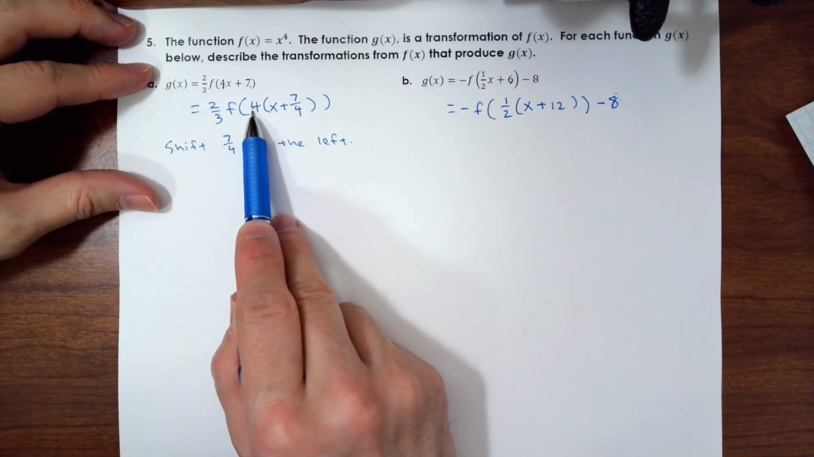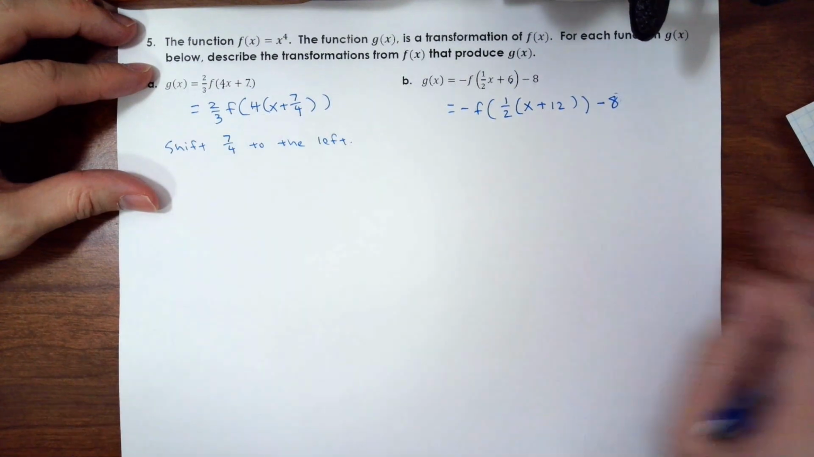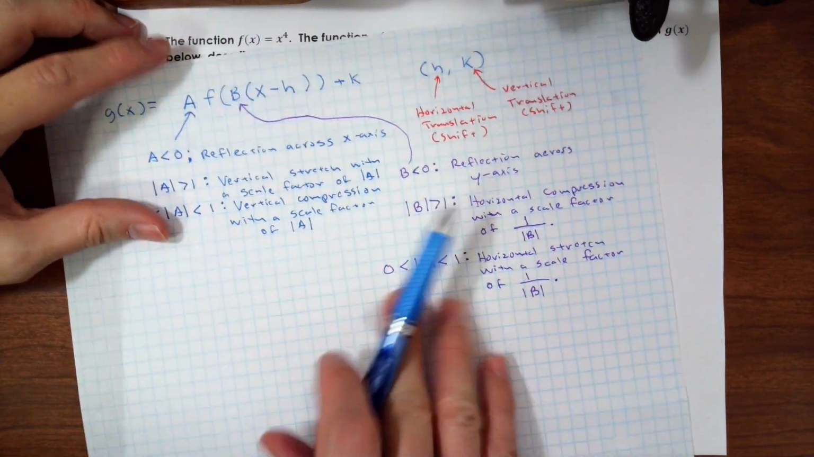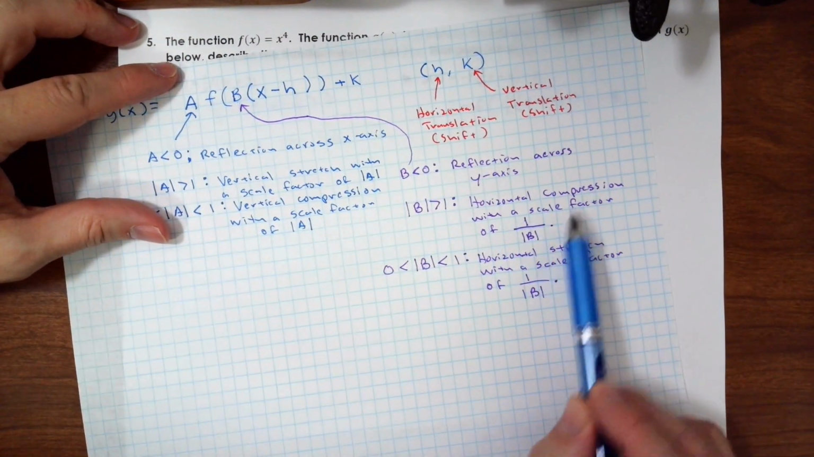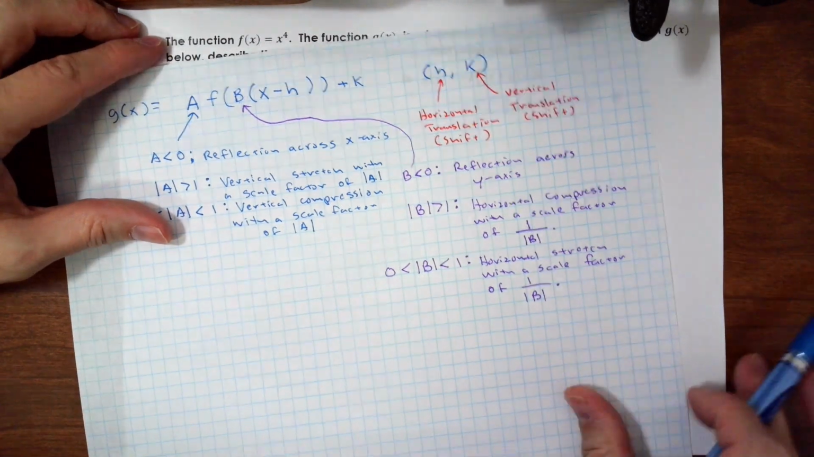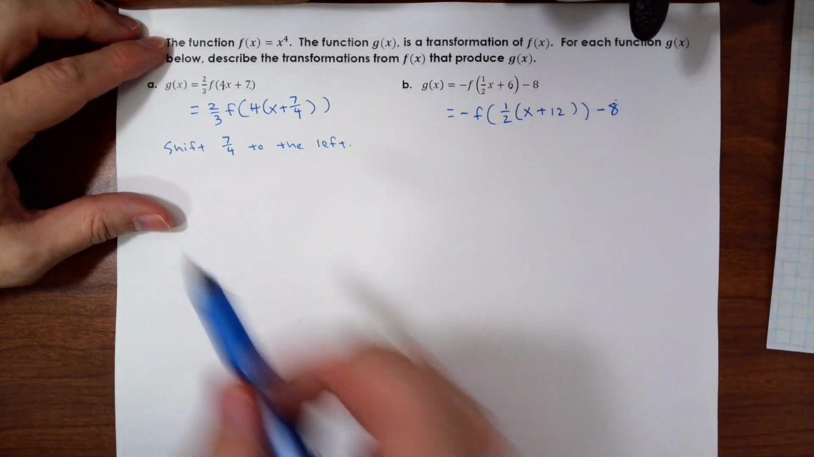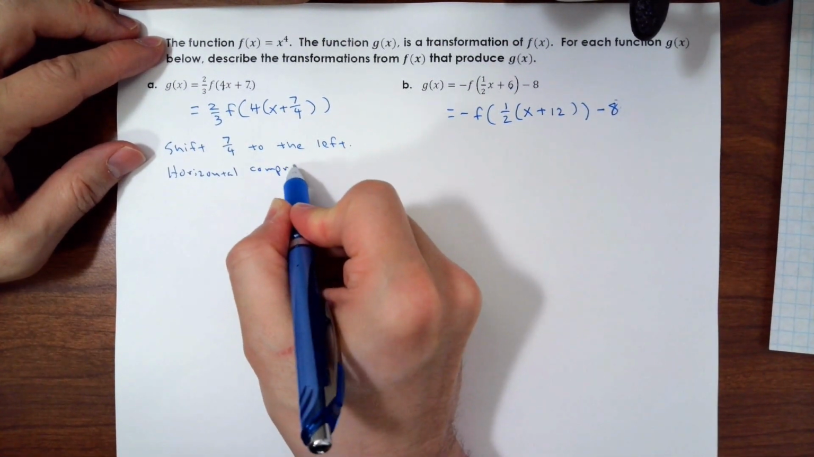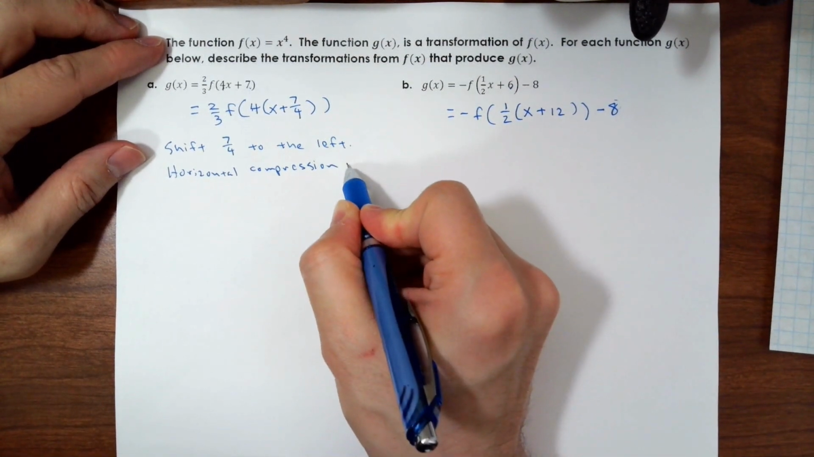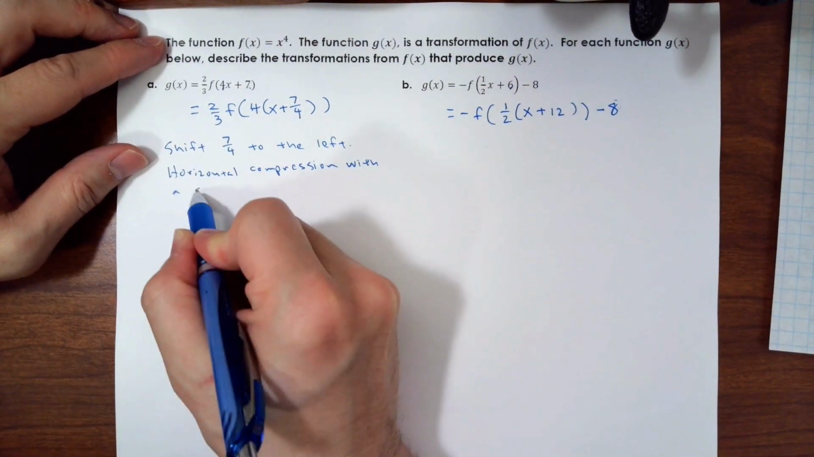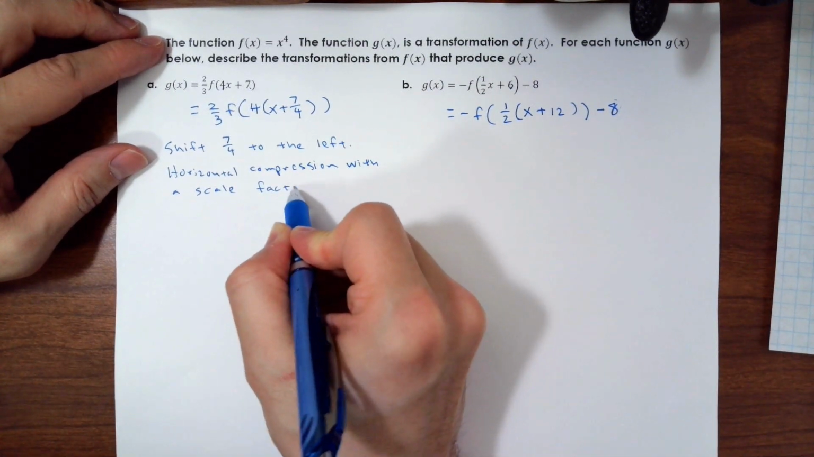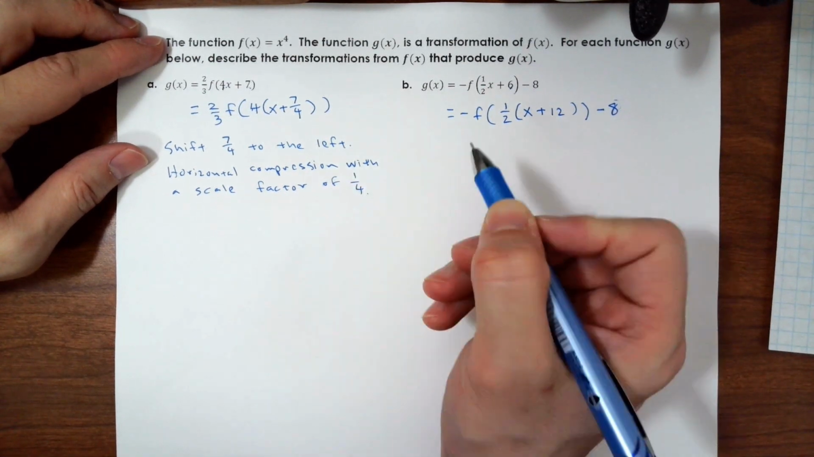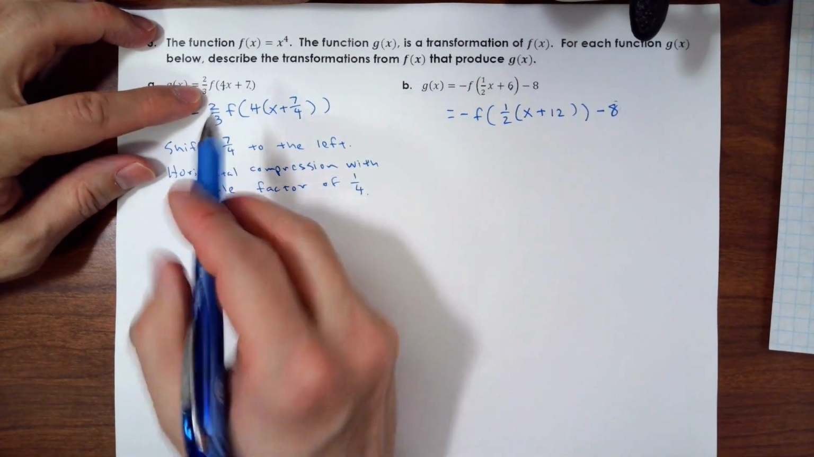Now this, remember, that's a 4. That's actually a horizontal compression with a scale factor not of 4 but of 1/4. We have a horizontal compression with a scale factor of 1 divided by the absolute value of that, so a scale factor of 1/4. And then we also have a vertical compression.